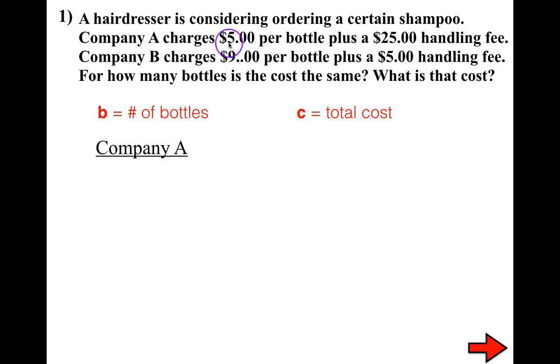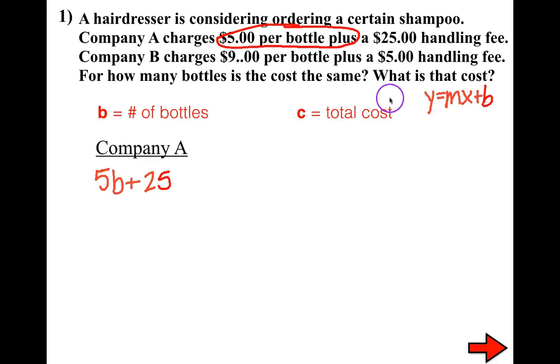Company A is charging $5 per bottle plus a $25 handling fee. Since it's $5 per bottle, I'm going to write 5B plus the $25 equals the total cost. Now, generally speaking, we're used to seeing things in slope-intercept form, which is y equals mx plus b. So in this case, b is acting like the x, so c is going to act like the y. So I'm going to put c up front. So the cost equals $5 for every bottle, so you multiply that, plus the $25 handling fee.